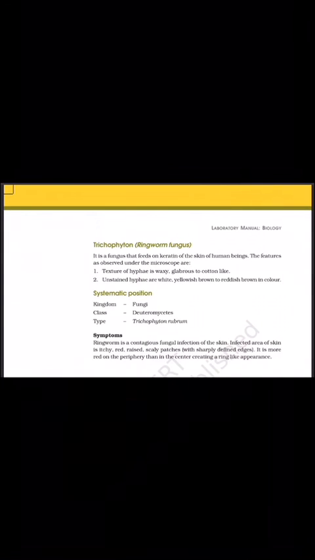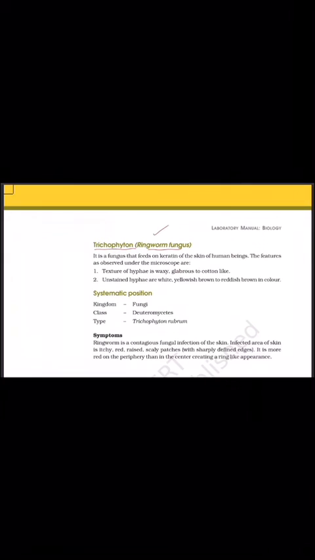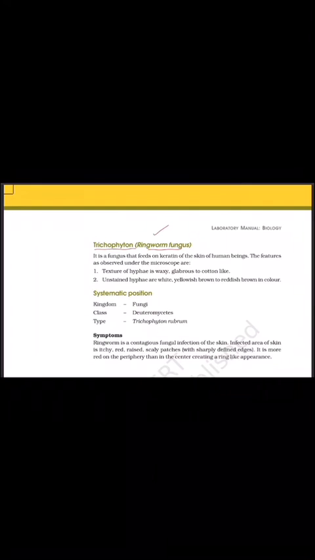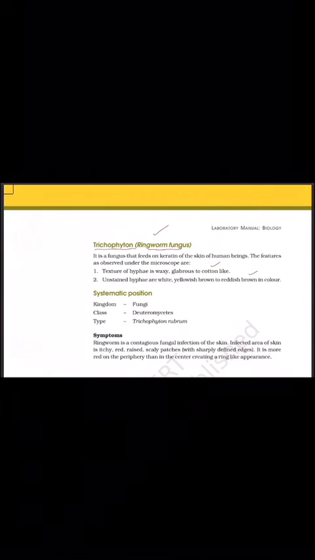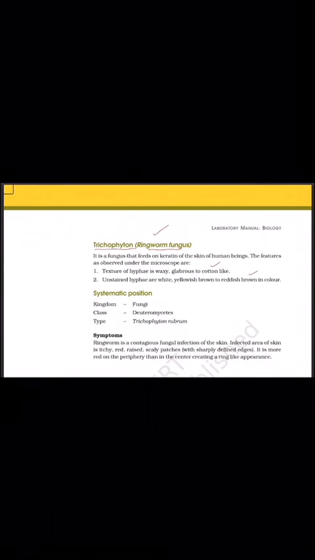And next one is ringworm, Trichophyton, ringworm fungus. It is a fungus that feeds on keratin of the skin of human beings. The features as observed under the microscope are: texture of hyphae is waxy, glabrous to cotton-like, cotton-like fibers. Unstained hyphae are white, yellowish brown to reddish brown in color. The filaments are in that color. Systematic position, it belongs to kingdom Fungi, Deuteromycetes, and the biological name is Trichophyton rubrum.